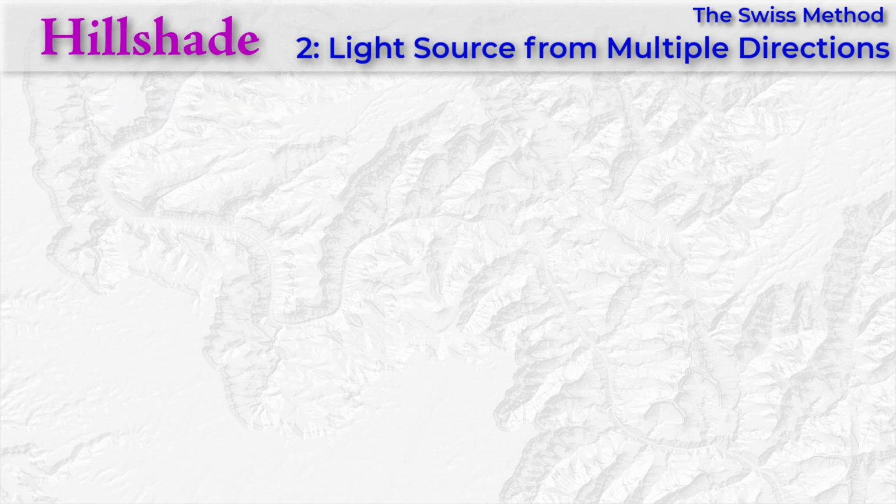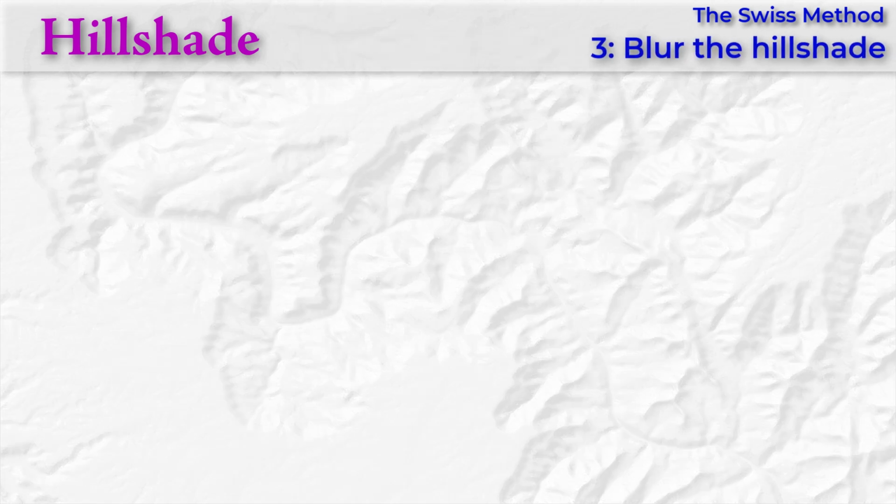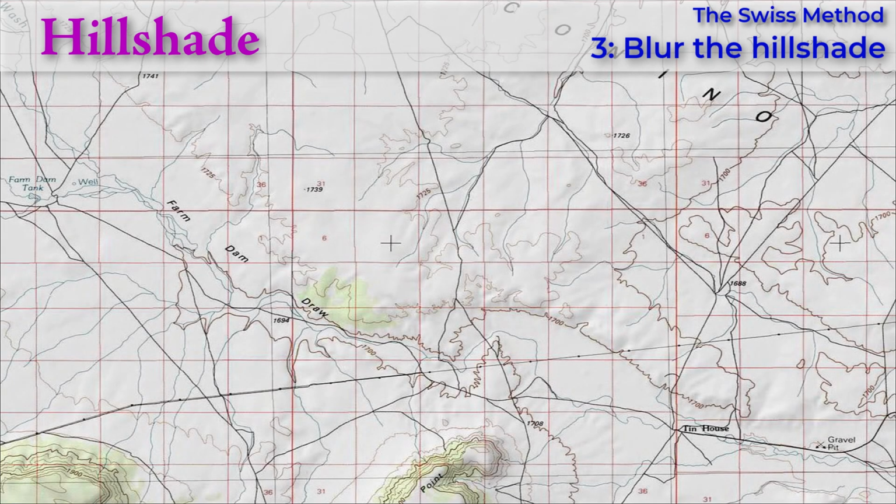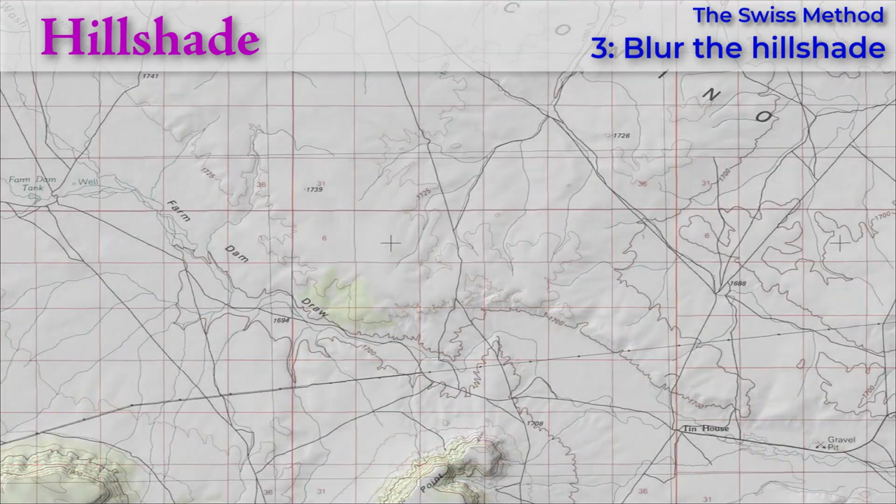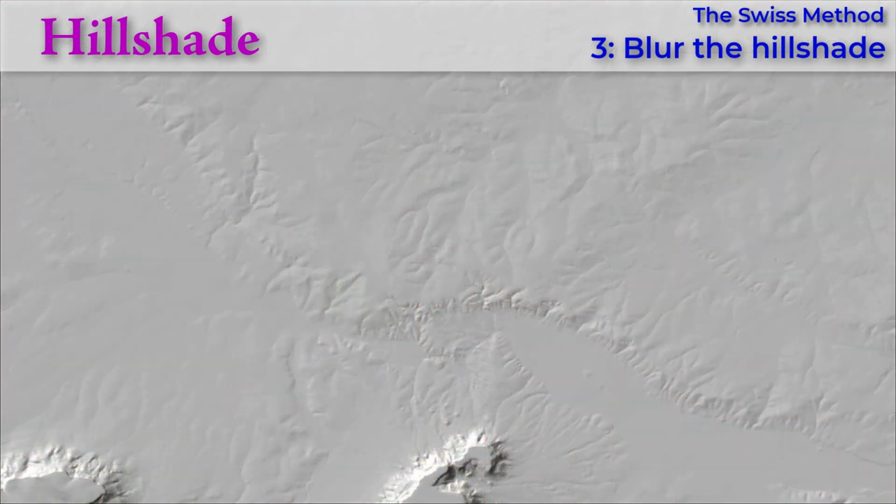First is hypsometric shading, secondly setting the sunlight at different sources, and the last component of the Swiss method for hillshades is to blur the landscape a little. USGS does this on the online topo maps. And as I switch back and forth between the USGS map and a pure hillshade, you can see the details in the pure hillshade that are washed out in the online topo map.